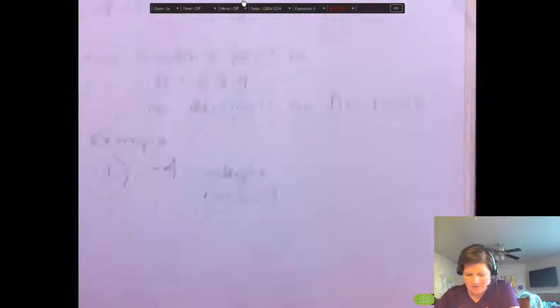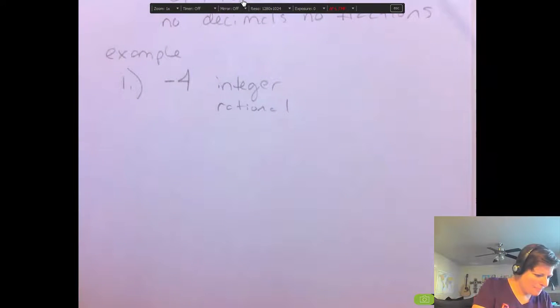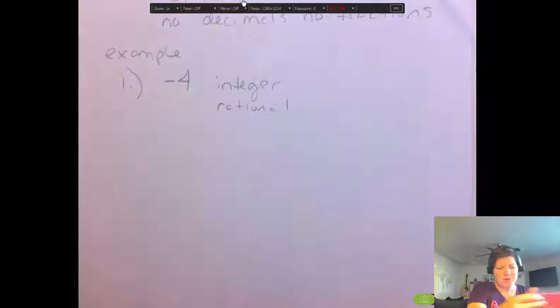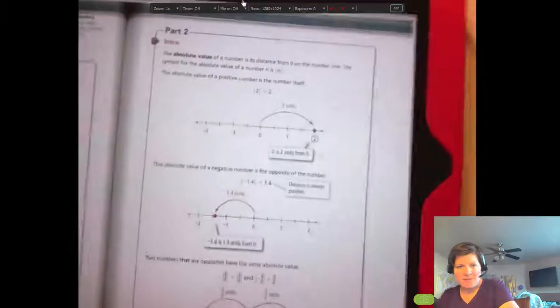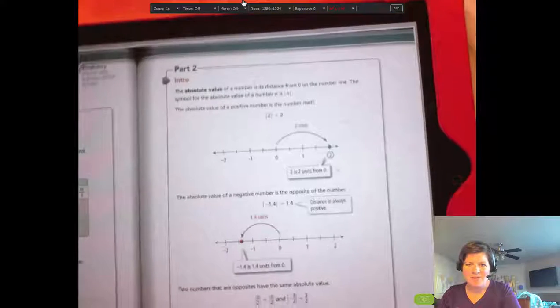Let's look at some absolute values. What does it mean to have an absolute value? What does the symbol look like? Maybe I'll just show it on here again because I don't want to write out the definition. Oh, that works so good.